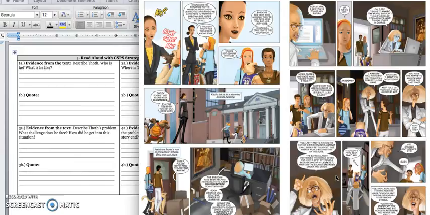We'll stop right there because we have information about the problem. In box 3A, we would write, Thoth is still mad at Horus for almost destroying the world when he fought Set to try to avenge his father Osiris's death. Press pause to write down your answer and play when you're ready for the quote.